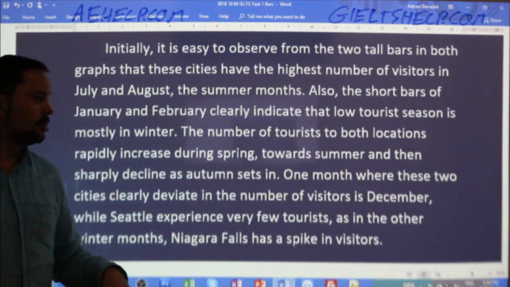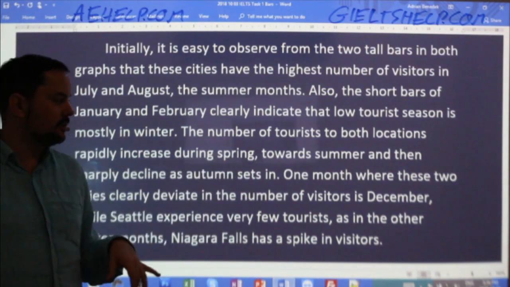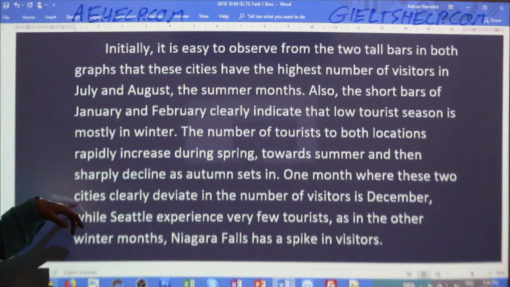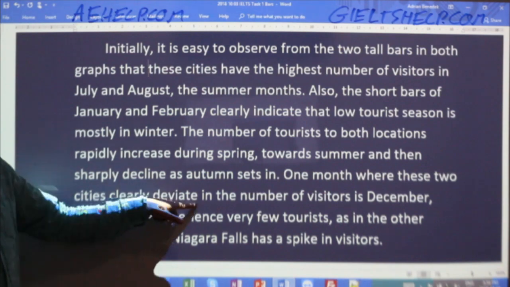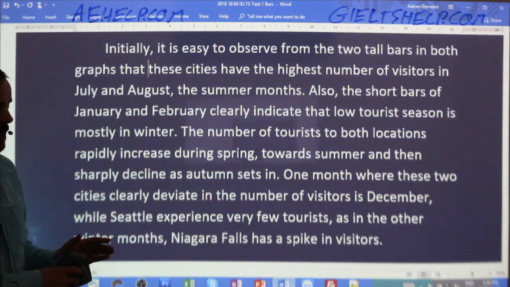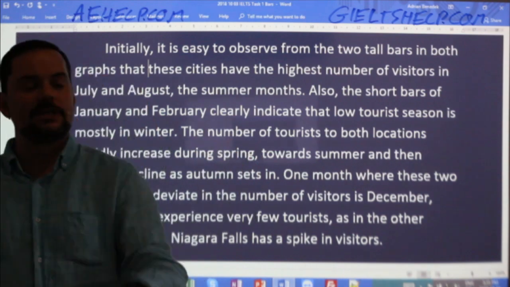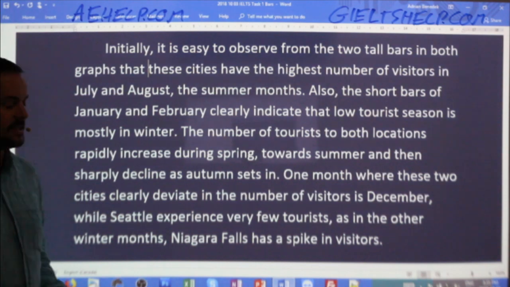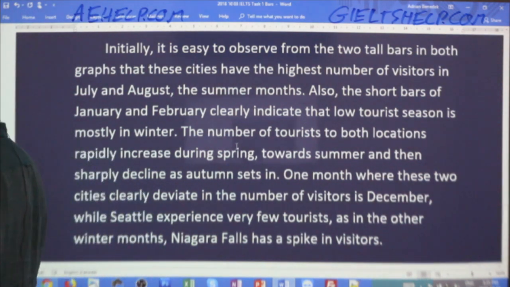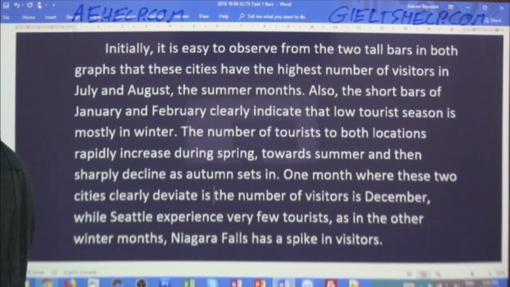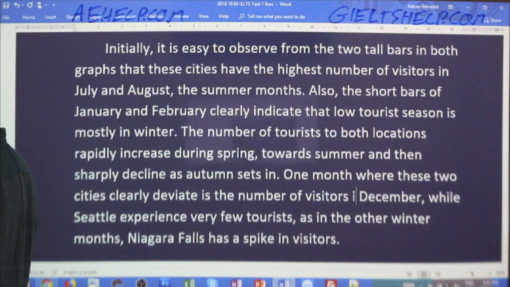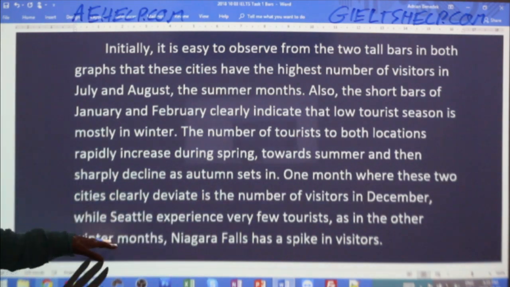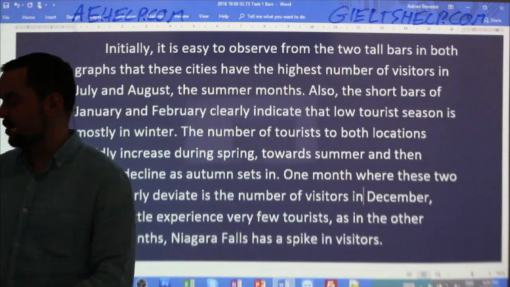The number of tourists to both locations rapidly increases during spring towards summer and then sharply declines as autumn sets in. One month where these two cities clearly deviate, remember that word, that's a good vocabulary again. Deviate means one goes one way, the other one goes the other way. In the number of visitors in December, okay? Let's do a quick correction there. Again, just a little strike through and then changing the letter above. While Seattle experiences very few tourists, as in other winter months, Niagara Falls has a spike in visitors.